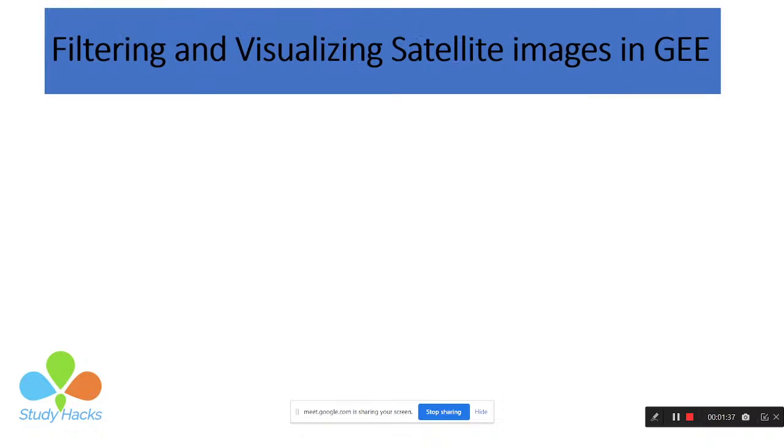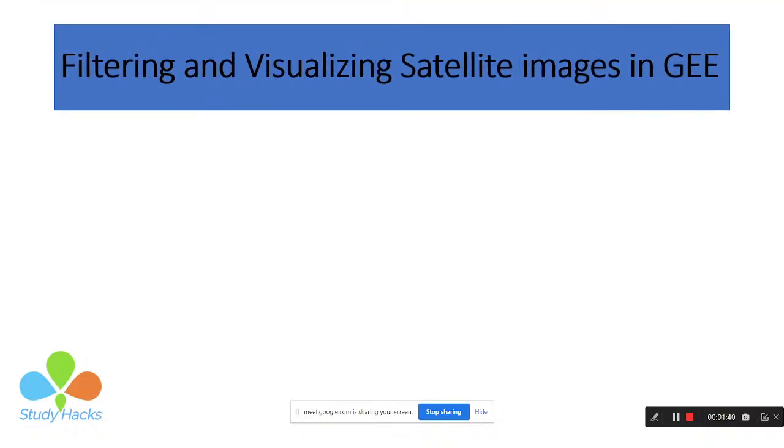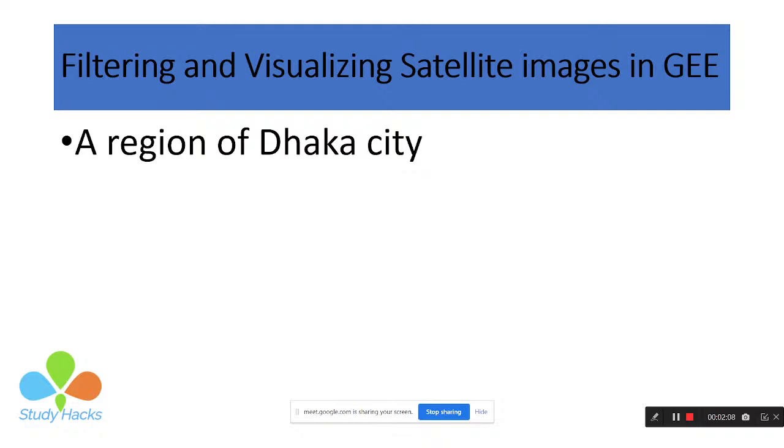So first of all, filtering and visualizing satellite images in the Google Earth Engine platform. This is the most fundamental part of the platform, for filtering and visualizing the satellite image which you need. Mainly we can filter Landsat and Sentinel images. But when you want to filter any satellite image, Landsat or Sentinel, we need to consider three factors. The first factor is that you need to choose your region of interest. Suppose you want the Landsat image for the region of Dhaka city. First of all you need to select your region of interest. This is one factor.